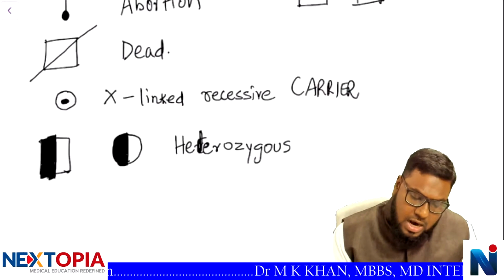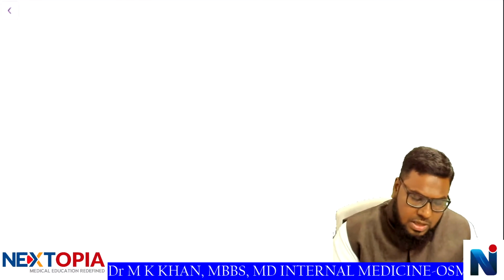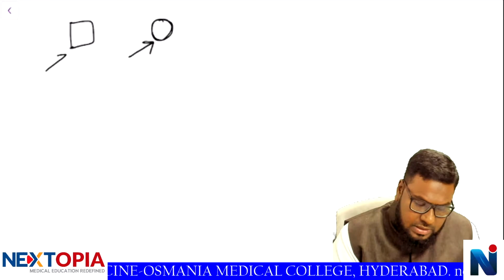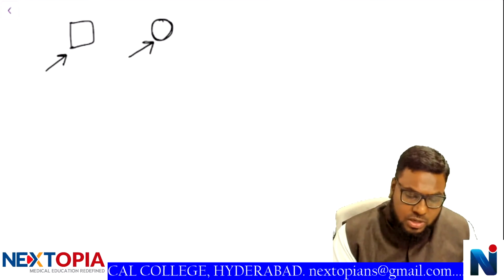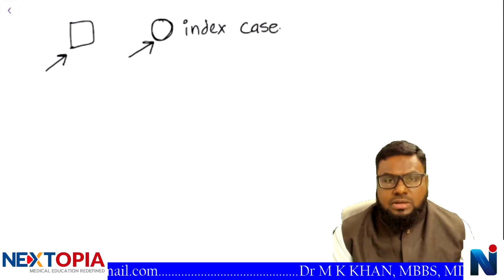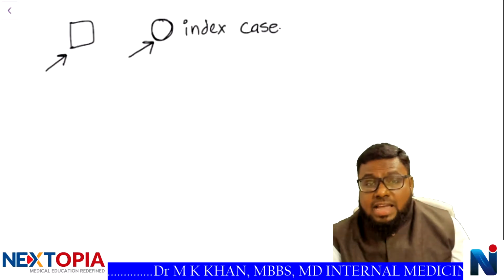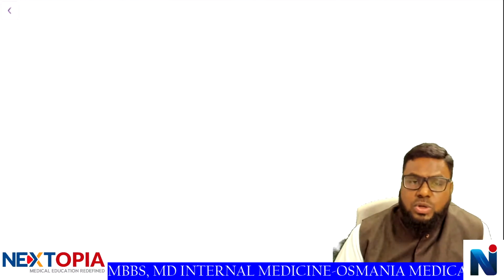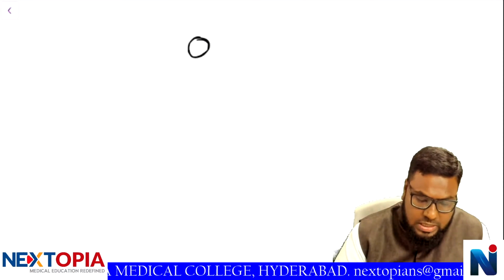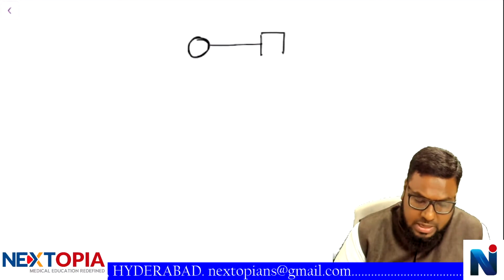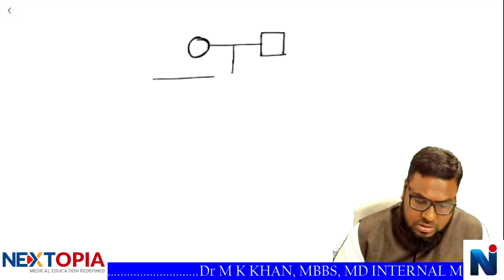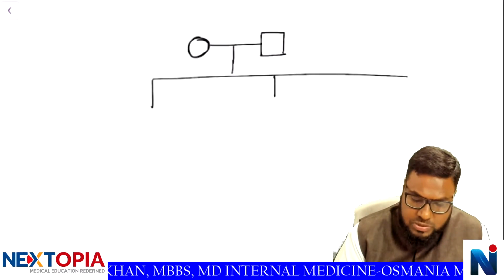All right. At any point of time, if on a square or a circle I mention like this, it means I'm talking about the index case. Index case means the patient. I'm talking about the person whose pedigree chart I have drawn. Now I'll draw a pedigree chart and show you one example. So circle means female, square means male, they married each other. After mating, suppose they have got 4 children.